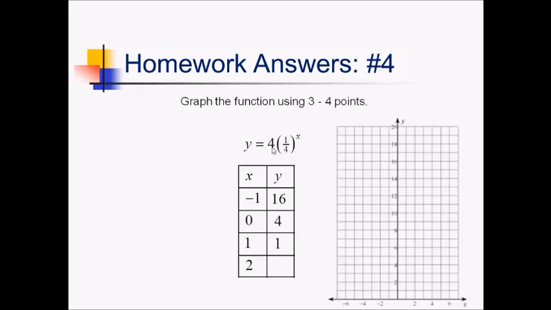And next we have 4 times 1/4 squared. That's 4 times 1 over 16, which reduces to 1 over 4. So we've got -1, comma 16 all the way up here. And then 0, comma 4. That's quite a drop there. Now we've got 1, 1, and 2, comma 1/4. And we know that this is going to go down pretty dramatically and then taper out to a horizontal asymptote as we move to the right.